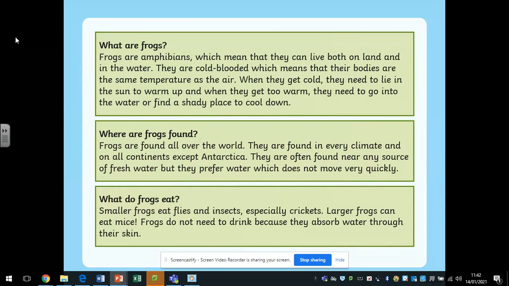So the examples here are: what are frogs? Where are frogs found? And what do frogs eat? Okay, it's always useful to put a leading question, because that means that the paragraph is going to answer that question in a non-fiction text.